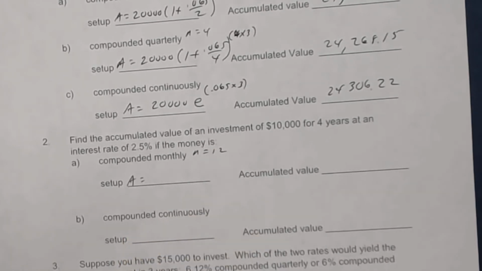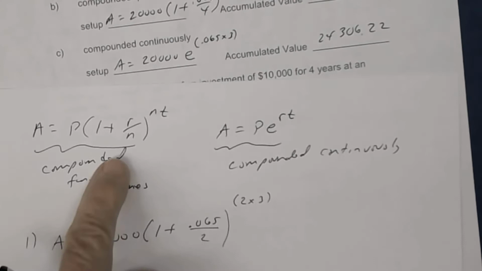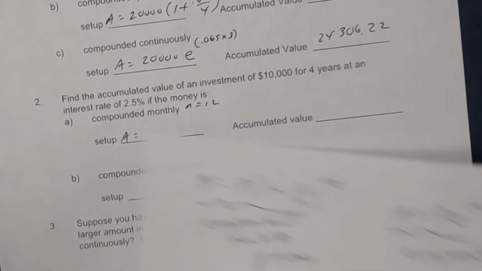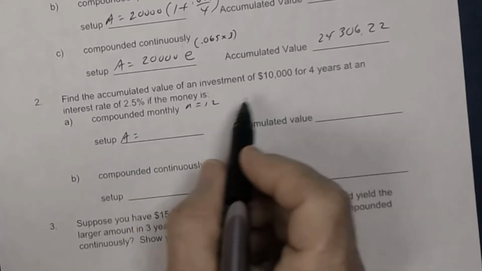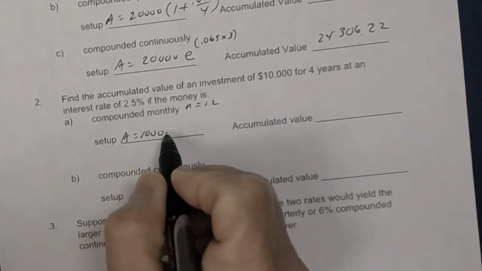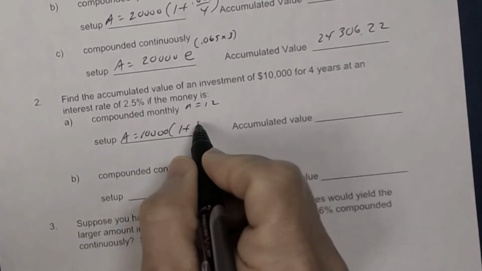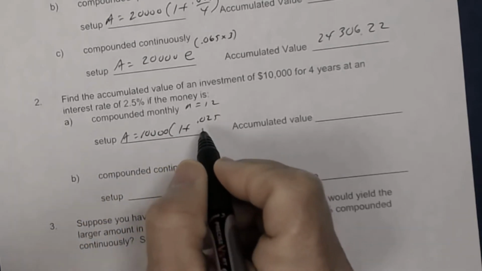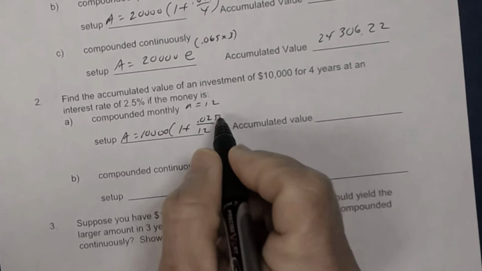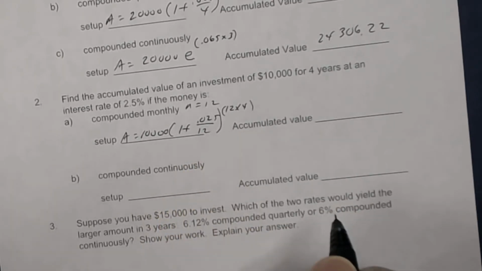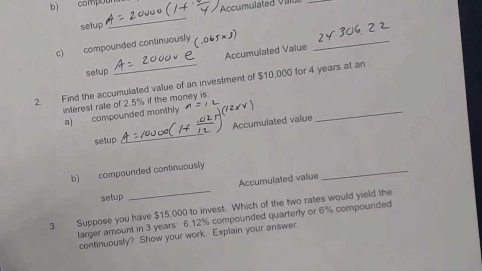So we're going to get A equals. So we're using this formula. Remember, this is the formula you're using. The only time you use this one is if it says compounded continuously. So A equals 10,000 times 1 plus the rate, which is 0.025. Remember, you must convert that to the decimal. Divided by 12, all raised in parentheses to 12 times 4. Okay? Or you could say 48.